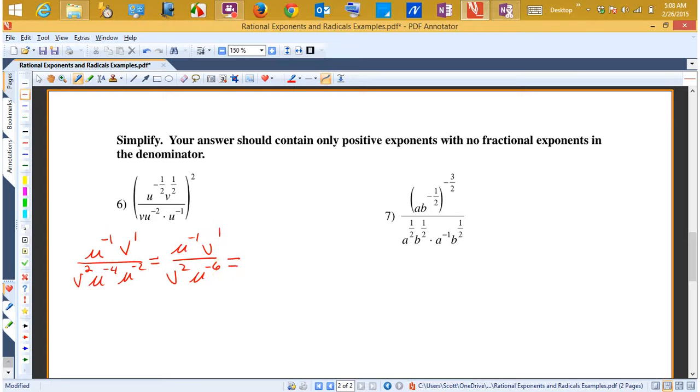Okay, so now what will happen as far as the v's, the v has a squared and a first power on the top, so the squared is a bigger exponent. So I'm going to take 2 minus 1, which would leave me with a v as a denominator. And for the u's, I have a negative 1 exponent in the numerator, negative 6 in the denominator. The negative 1 is larger, so it'll be a negative 1 minus a negative 6. That's a negative 1 plus 6, so I ought to have u to the 5th.